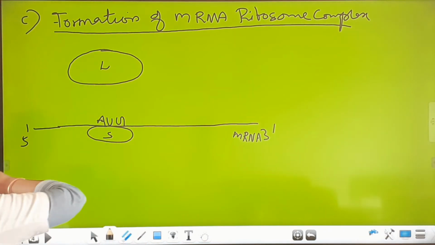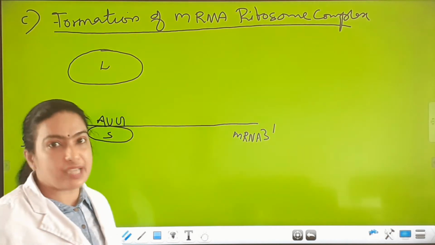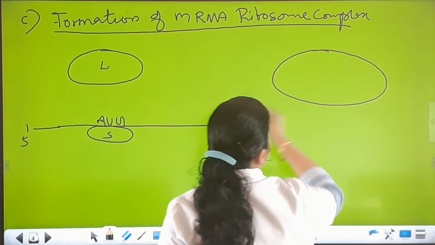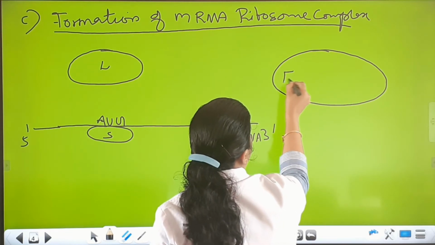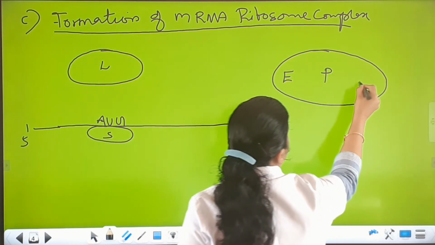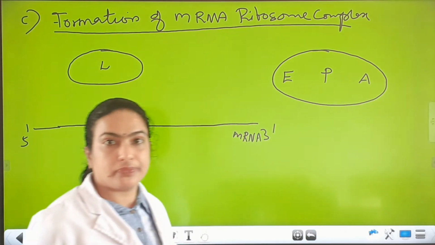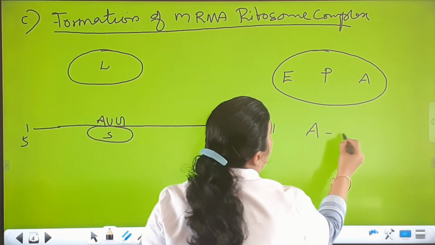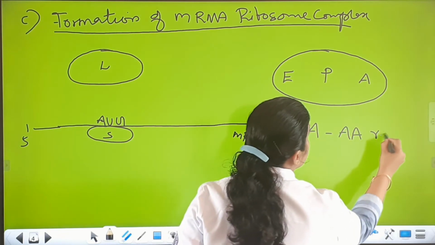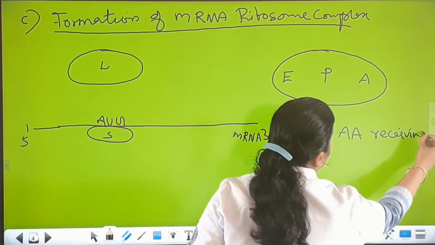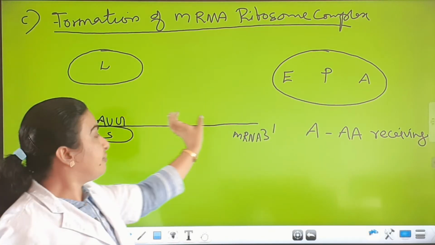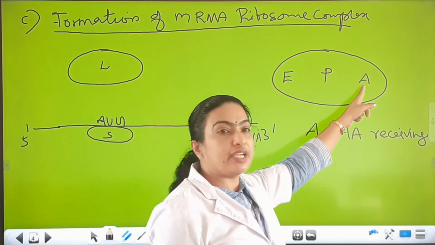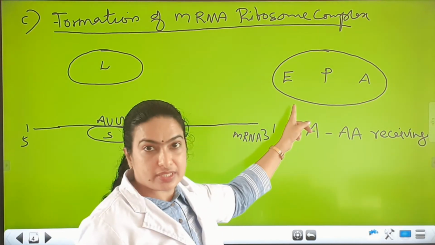So the larger subunit consists of 3 sites. They are the E site, P site and A site. So we can start with the A site. The A site is the amino acid receiving site. So for the peptide bond formation, the amino acid is received by the A site of the larger subunit.